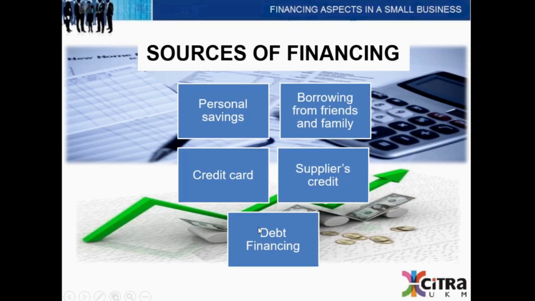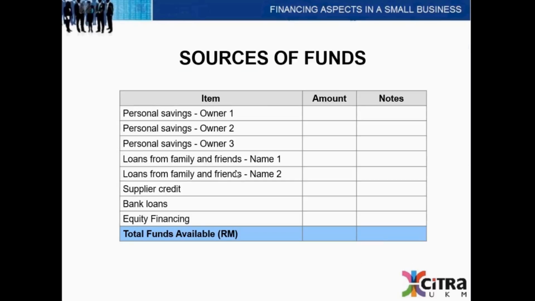Now, it comes to the second objective, which is the sources of financing. As I mentioned earlier, the sources of financing can come in many forms, but basically they are divided into 5 main categories. Number 1 is the personal savings. Then you have borrowing money from friends and families, credit cards, suppliers credit, and debt financing. Now, total funds available. To determine the number of total funds available, it's best that you put them into a proper table so that you identify where your sources of funds come from.